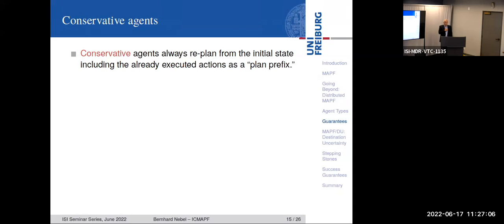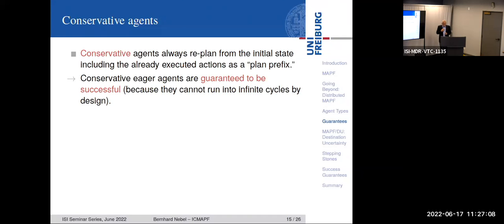So why is that good? Well, it means that when a conservative agent plans, he never runs into infinite cycles, because he avoids the cycles that could be created, since he sees what has already been done. So he cannot create a cycle there.